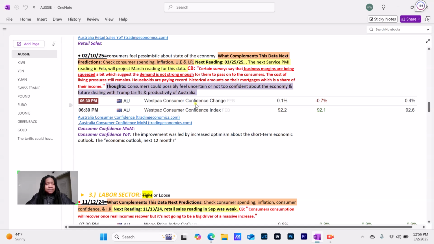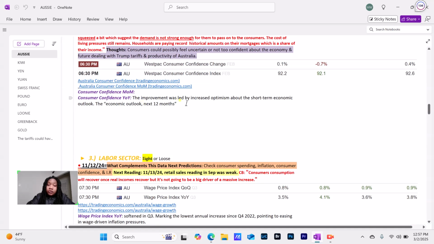Now we're talking about the consumer sector. This is a little bit old. Consumer confidence. Well, how do the consumers feel in Australia? They live there, right? And I feel that consumers feel pessimistic about the state of the economy. Look, it's not as resilient as they thought. It did increase over the previous, right? But I just feel like when I started dissecting the economy in Australia a little bit, they're a little bit worried. They said consumers could possibly feel uncertain or not too confident about the economy in future, dealing with Trump tariffs and productivity of Australia. Productivity in Australia is pretty weak.